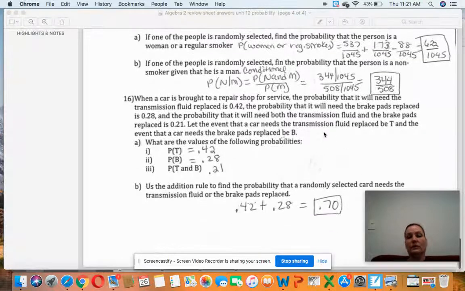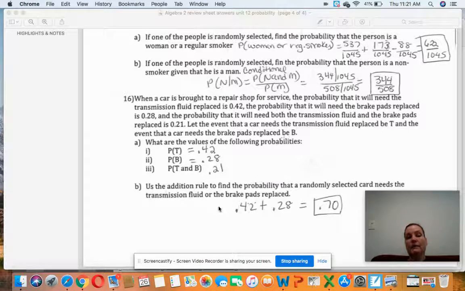And the last question is actually really easy. So I have a car, and they say the probability it needs a transmission is 0.42. That's right here. Probability of T is 0.42. Probability it needs brake pads is 0.28. Probability of B is 0.28. The probability it needs both transmission and brake pads is 0.21. So probability of transmission and brake pads is 0.21. Let the event that a car needs a transmission fluid replace BT. Brake is B, and so on. So I've already filled these out. I explained those. They came right from the problem, super, super easy.